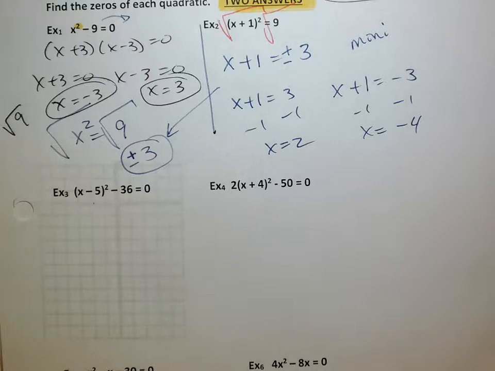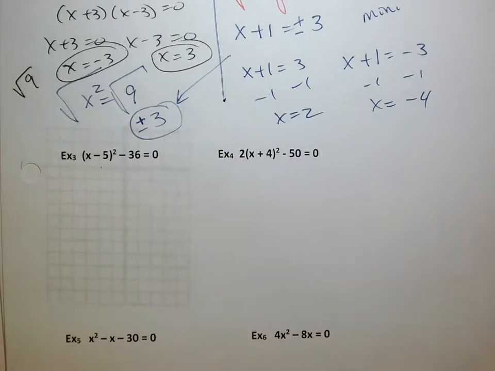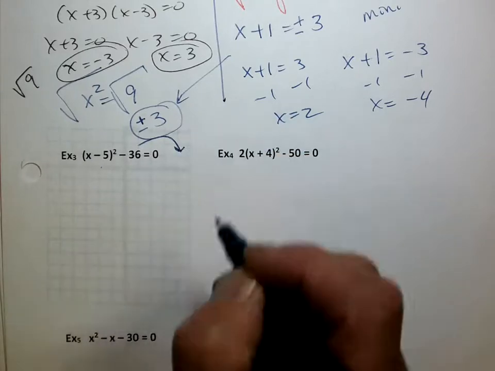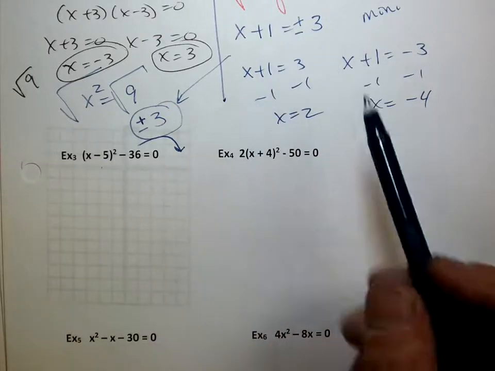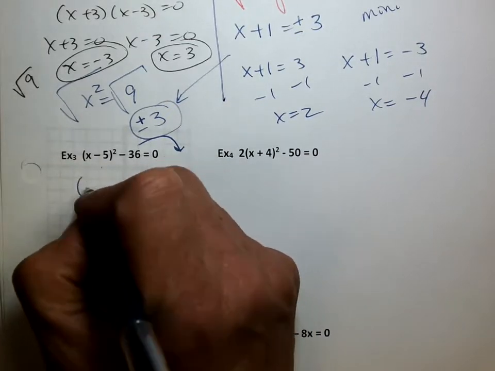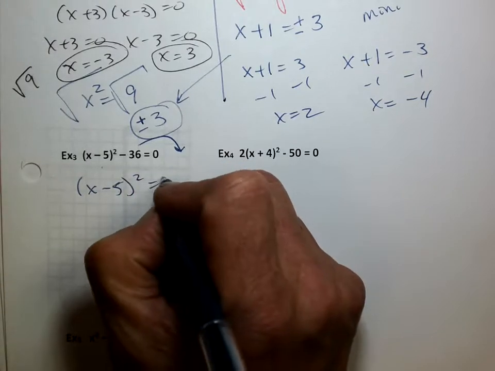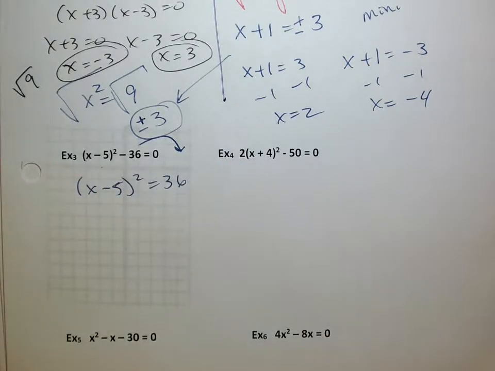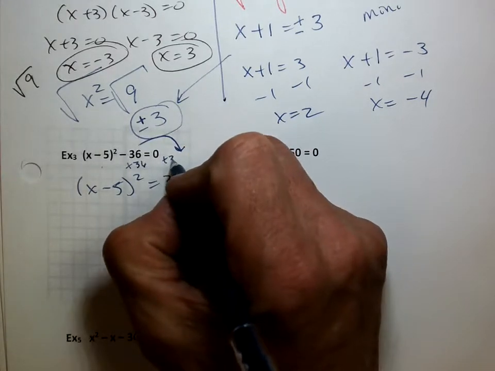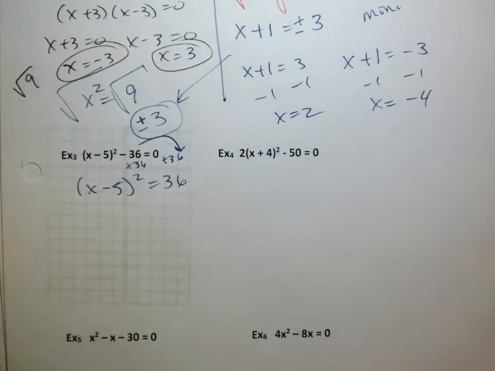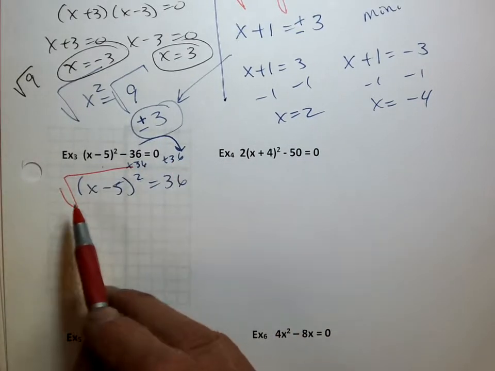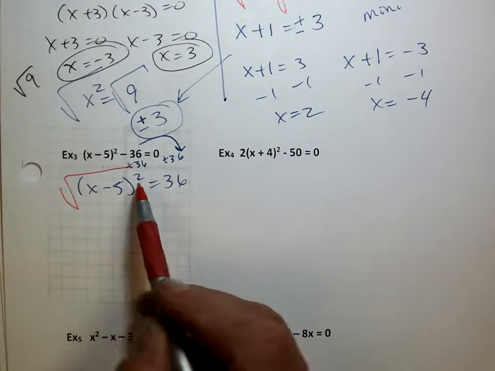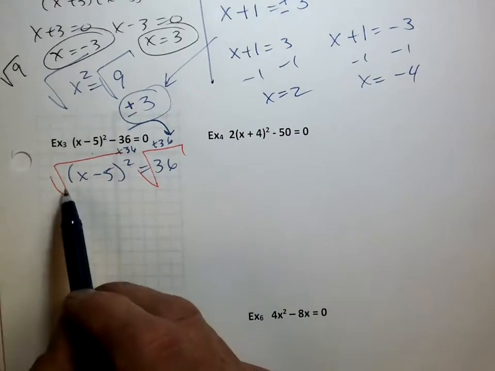Okay, example 3, same type of problem, but let's bring over the 36 first. We need to set it up like we did example 2, so I'll add the 36. I'll go x minus 5 squared equals 36. Again, I'm solving an equation, so I need to get rid of the square by taking the square root of it, because the square root will cancel the square. So the square root cancels the square.